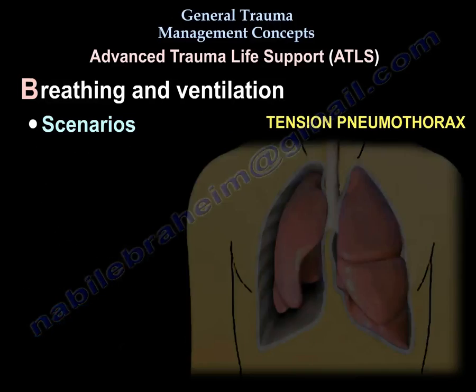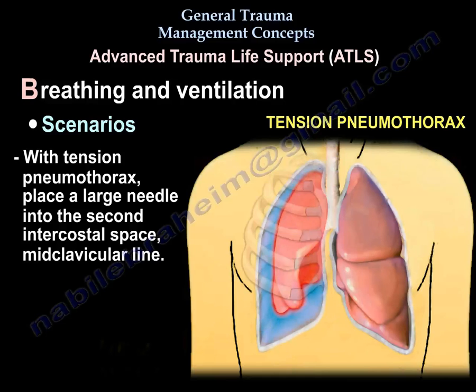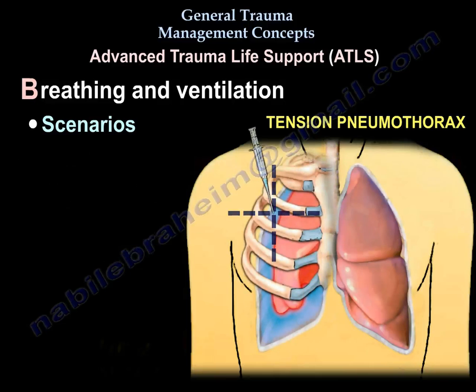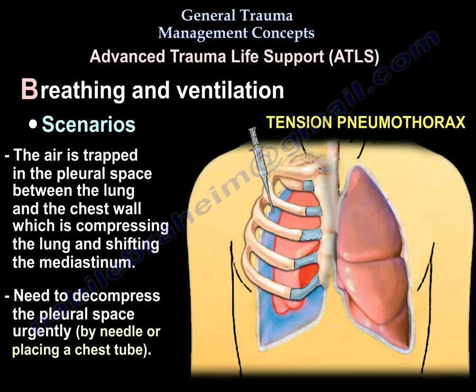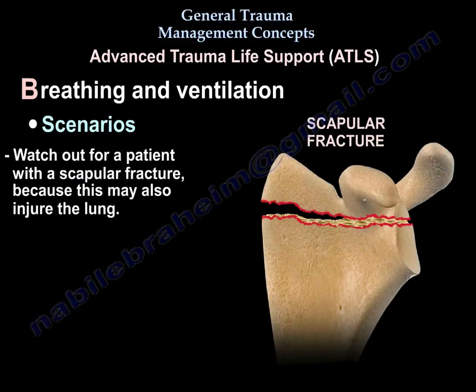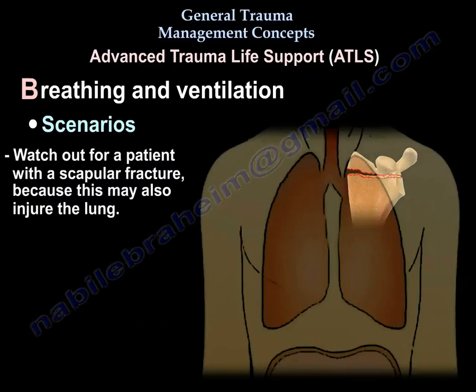There's a tension pneumothorax, and you will put a large needle in the second intercostal space, mid-clavicular line. The air is trapped in the pleural space between the lung and the chest wall, and it is compressing the lung and shifting the mediastinum. So you need to decompress the pleural space urgently, whether by a needle, or you can put a chest tube. Watch out for a patient with a scapular fracture because that can injure the lung also.